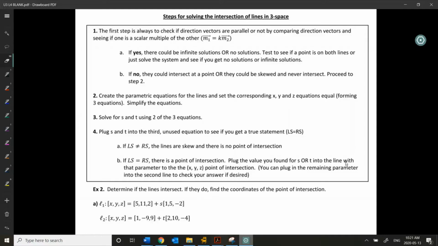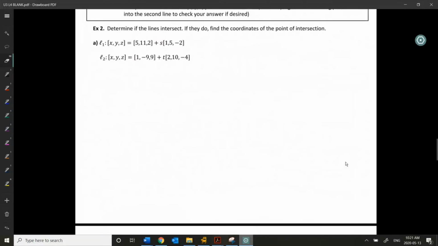If you get an untrue statement, that means your lines are skew and there's no point of intersection. But if you get a true statement, this means that there is a point of intersection, and you can plug your s and your t back into one of the lines to get that point of intersection. So let's take a look at an example.